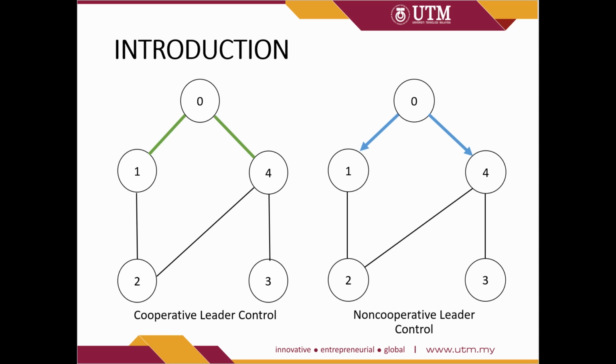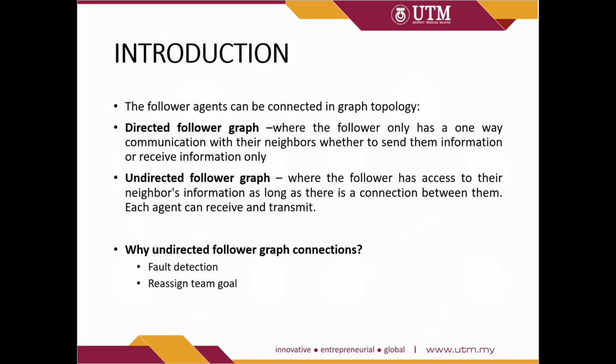Now, the next example is the non-cooperative leader control, where it is presented by the blue arrow. The leader 0 will only transmit information to agents 1 and 4. However, the leader 0 will not be receiving any information regarding agents 1 and 4. This is also known as non-cooperative leader control.